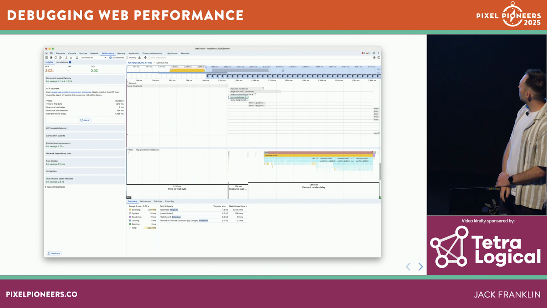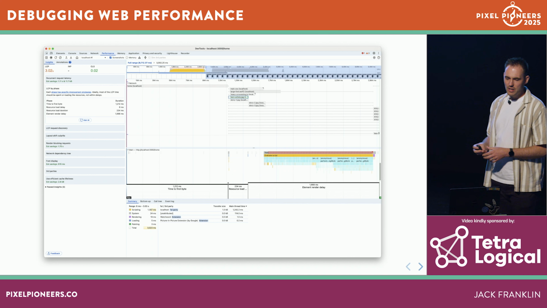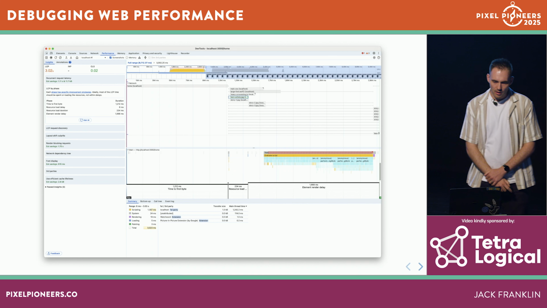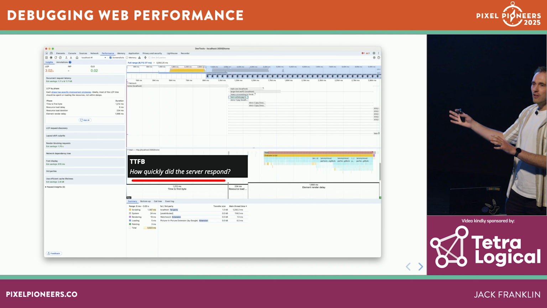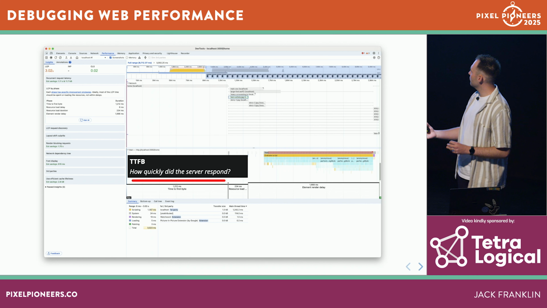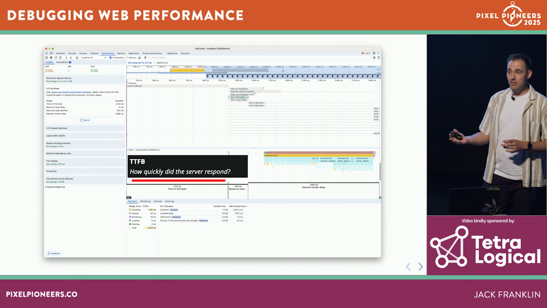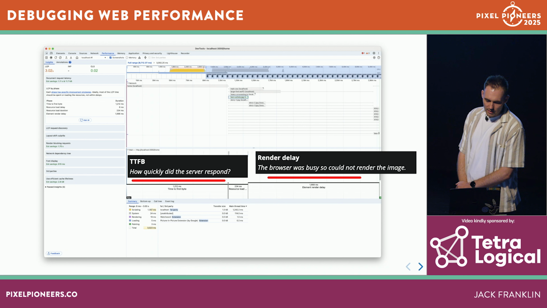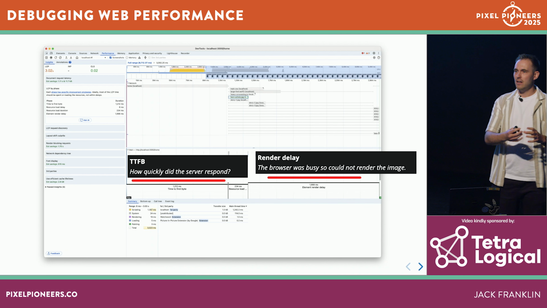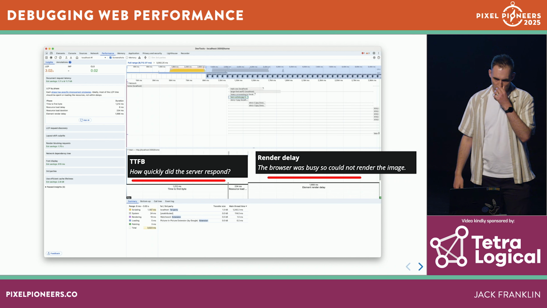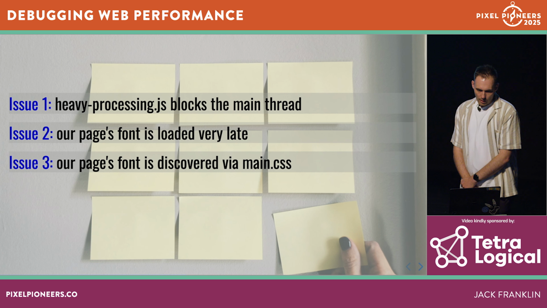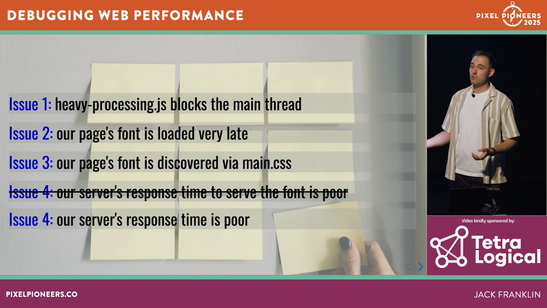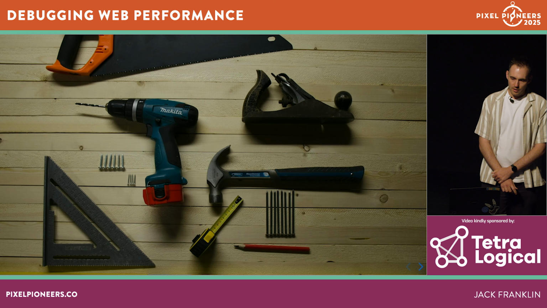If we also click on this insight, which is called LCP by phase, I appreciate it's quite small text. This breaks down the time spent in different phases to get that image painted onto the screen. And it shows us two really interesting things here by overlaying onto the timeline. It shows us that the time to first byte, i.e. when did the server send data back, was over a second. That's, again, another sign that our server has room to optimize here. And it shows that our render delay was very busy. That means we had the image ready to render, but the browser was busy with our JavaScript, so we couldn't do it. And so actually, I'm going to change issue 4 from our server's response time to serve the font is poor to just our server's response time is poor. So now we've found a few issues.